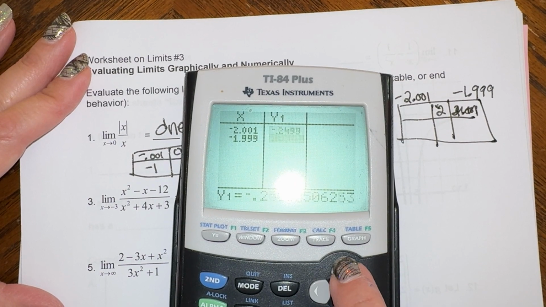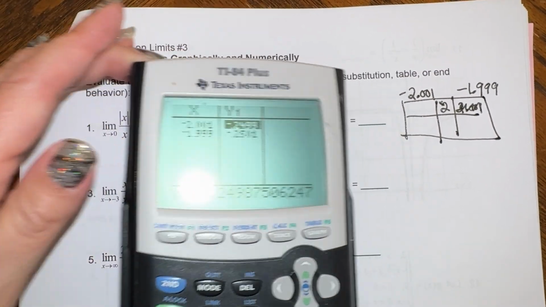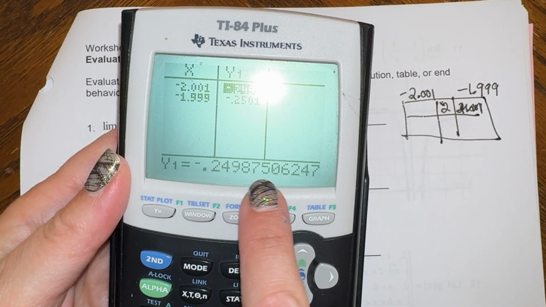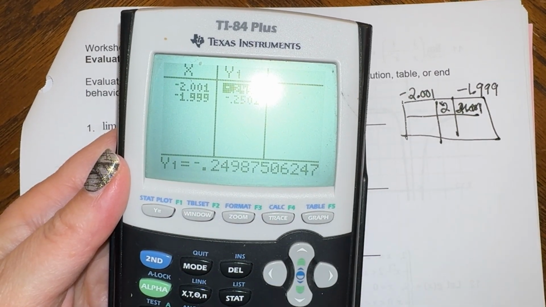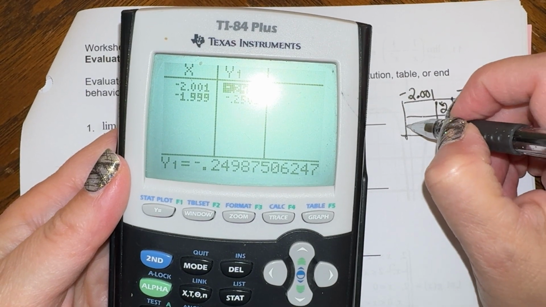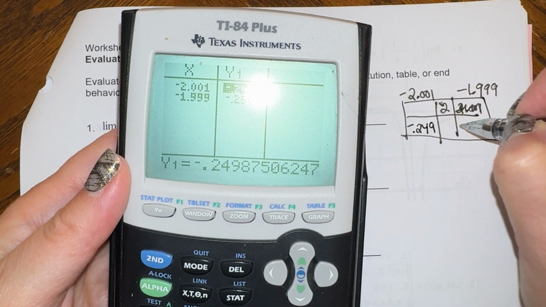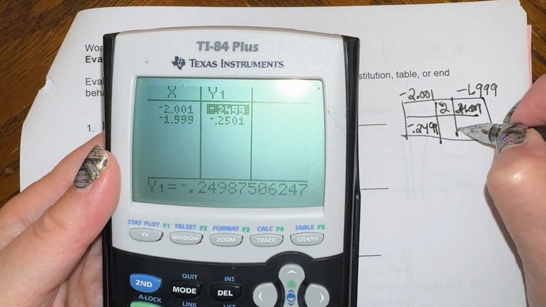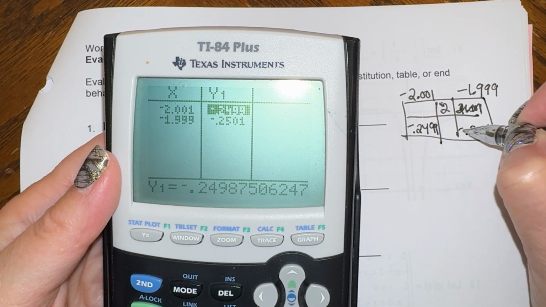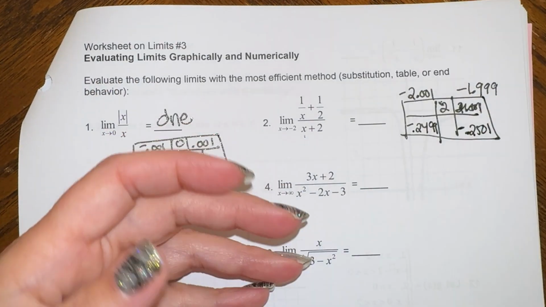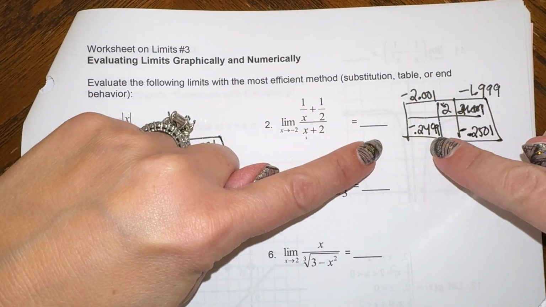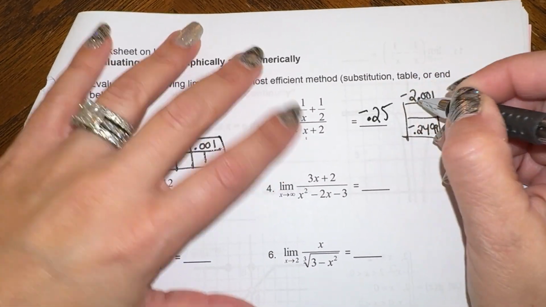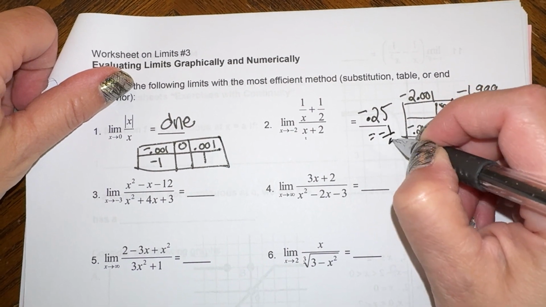And so if you put your cursor over here on these decimals, you can see out of the glare at the bottom, it's a really long decimal. You don't have to write all that in your table. I'm going to write it as -0.2499, and on the right, -0.2501. So from both sides, these numbers are both approaching -0.25, which is the same thing as -1/4.